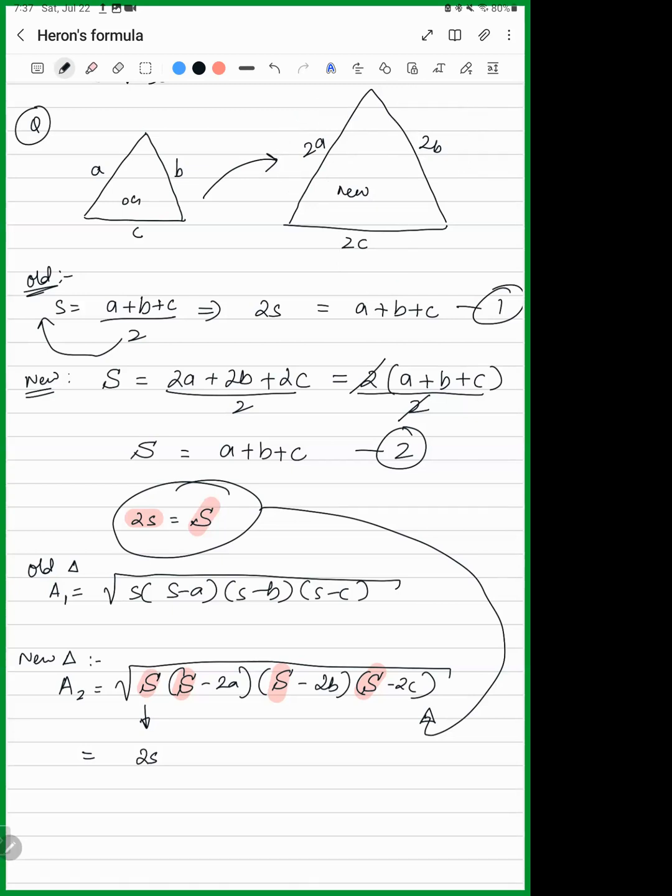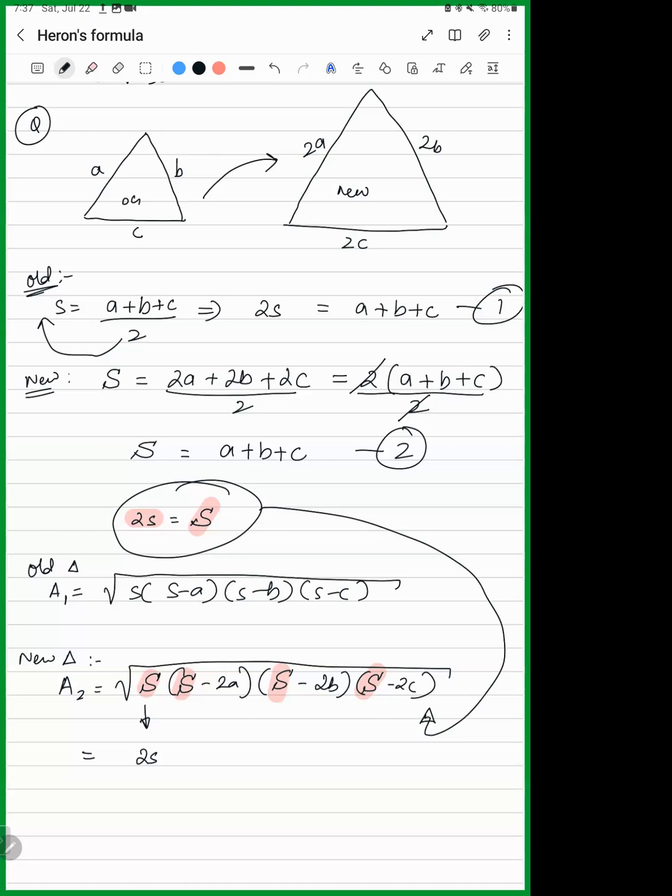So what we did was the semi-perimeter of the original triangle, the old triangle, is going to be A plus B plus C by 2. And then we just took the 2 to the other side. It became A plus B plus C. Now for the new triangle, we're going to find the semi-perimeter the same way. We're going to name it a different alphabet, capital S, because it's a different triangle this time.